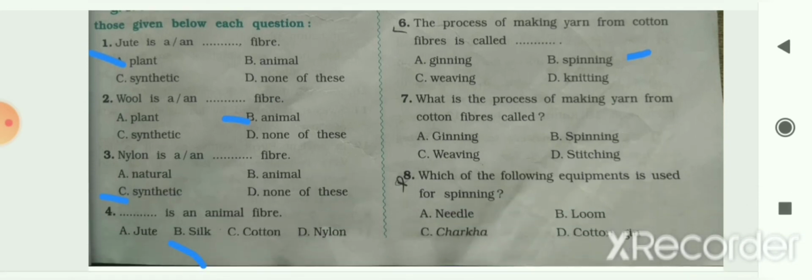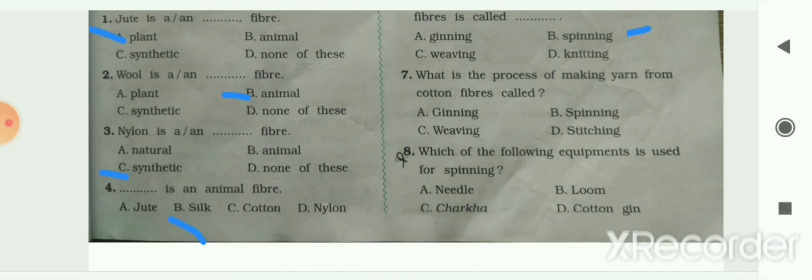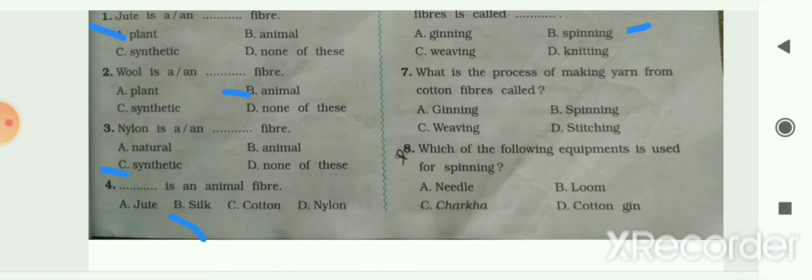The next question is also the same, what is the process of making yarn from cotton fibers called? The options are ginning, spinning, weaving or stitching. So answer is option B, spinning. Next question, which of the following equipments is used for spinning? The options are needle, loom, charkha or cotton gin. So answer is C, charkha. Charkha is used for spinning.